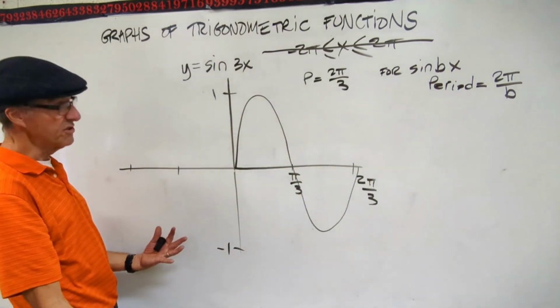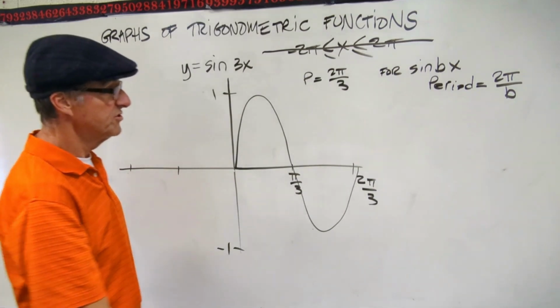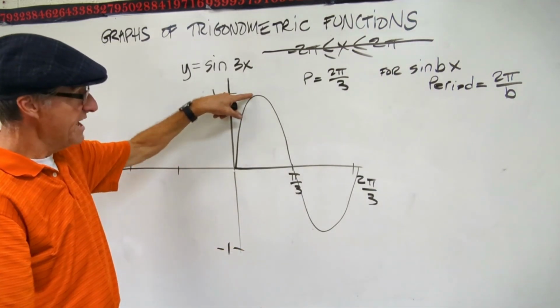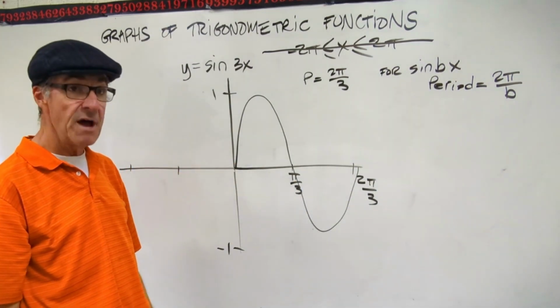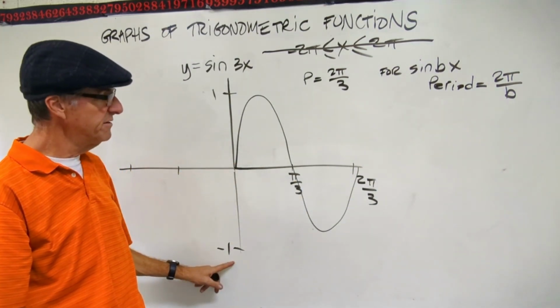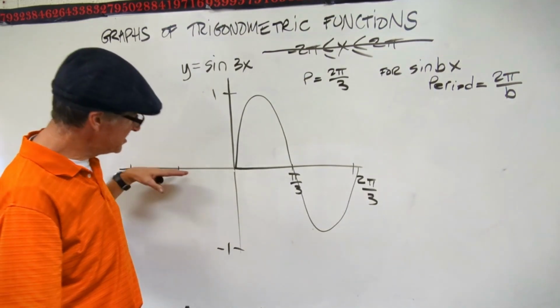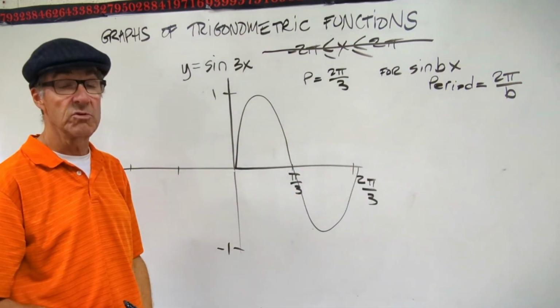And I have my function. So let's take a look. My amplitude is still 1. It's 1 high. My period is 2 pi over 3. My max and my min are still 1 and -1. And then my principal axis is still the y-axis, which is y equals 0.